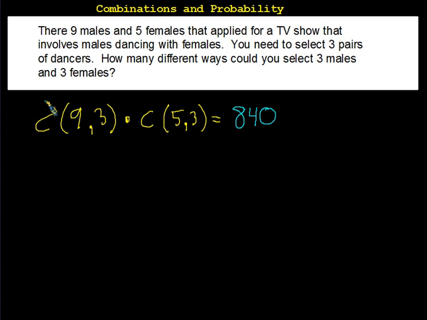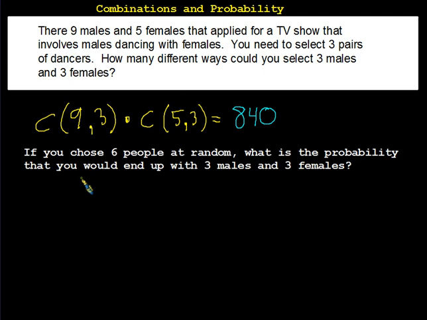Now let's take a look at a question regarding probability. So far all we did is count how many different ways. Let's see how we could turn this into a probability question that we might be interested in knowing the answer to. So here's the question. Out of the 9 males and the 5 females that applied, if you chose 6 of them at random, what is the probability that you would end up with 3 males and 3 females just by random chance? Well, it turns out in order to calculate this probability, we'd like to know the total number of ways that you could choose 6 people from the 14.